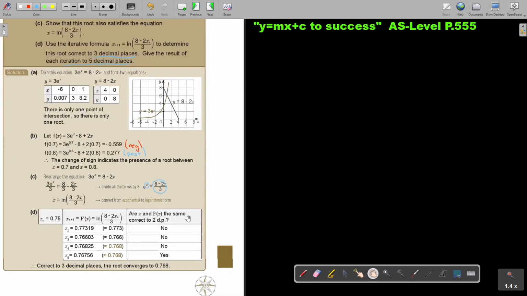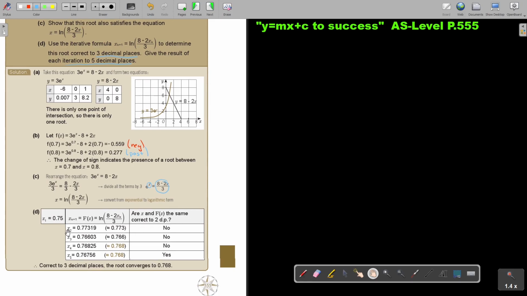Okay, so again, I just put it in a table, but it's fine, you don't have to. You can basically just write it in a row. So this is x1, then x2. If they didn't give it to you, I take the middle value. In this case, the middle value is 0.75. Then program that 0.75 in your calculator by pressing 0.75 equals, and then put in your formula. So ln bracket 8 minus 2 answer, divide 3, close the bracket.